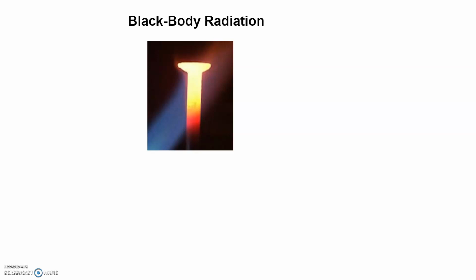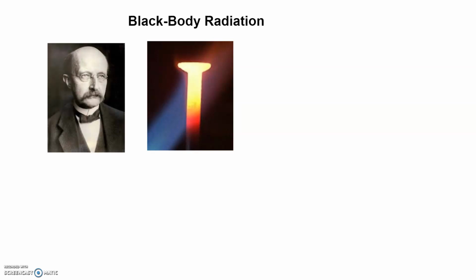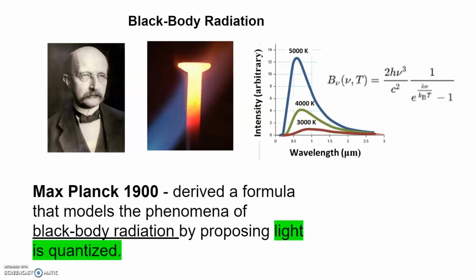And actually, the person who was able to explain this was a guy named Max Planck, who was able to model this blackbody radiation by coming up with a new radical idea that light is quantized. So he proposed that light is quantized, meaning that light has a discrete energy. And that was a totally new concept.